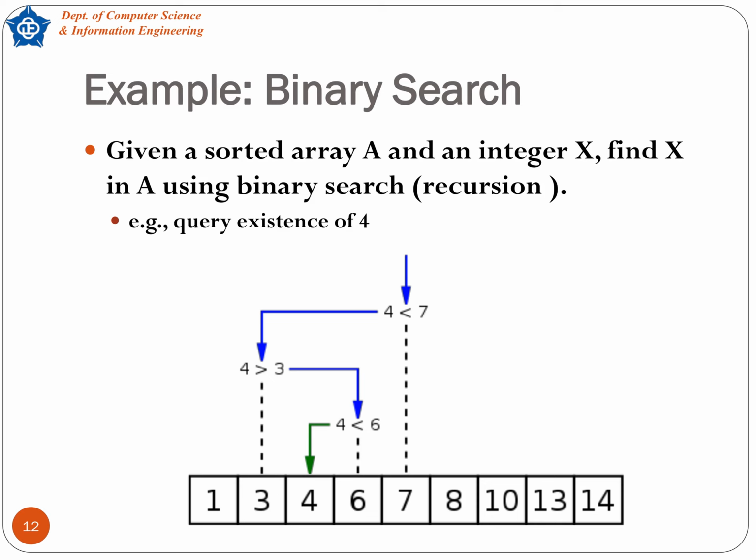Building on that divide and conquer idea, let's walk through a classic binary search example on a sorted array. Suppose we want to find the number 4 in this list: 1, 3, 4, 6, 7, 8, 10, 13, 14. First, we inspect the middle element, 7.